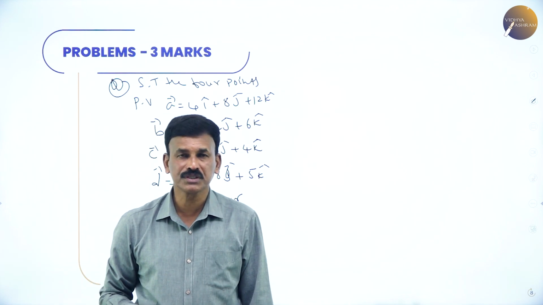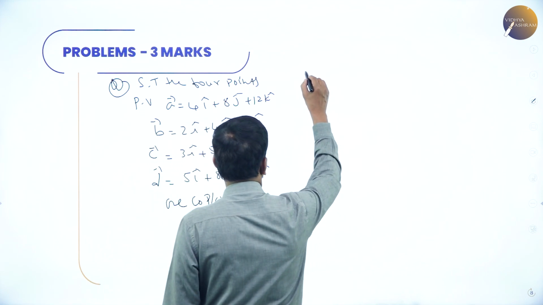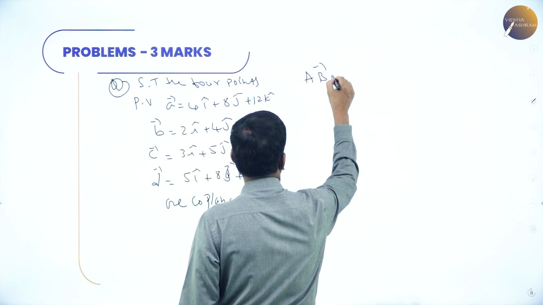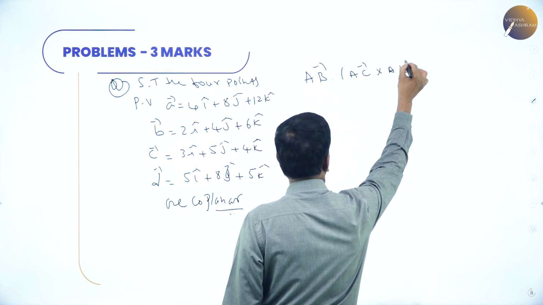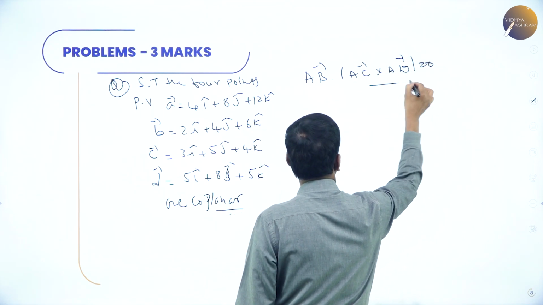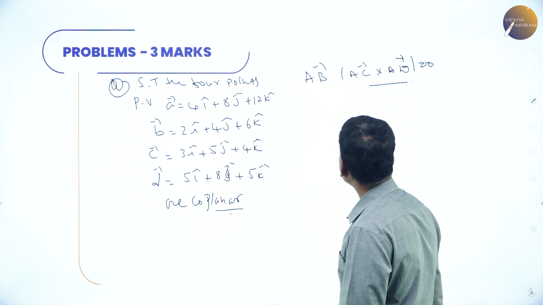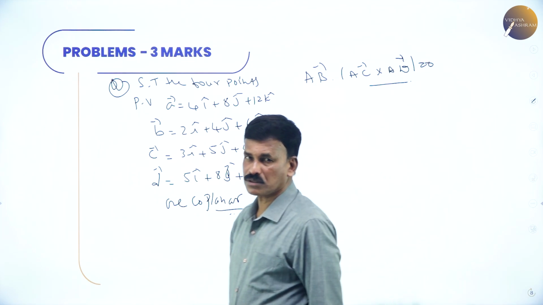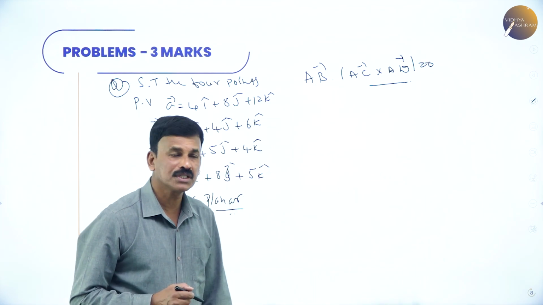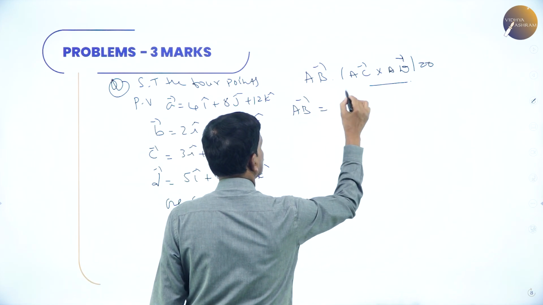Right. Very important for 3 marks. If these vectors are coplanar, then AB dot vector AC cross AD is equal to 0. If the scalar triple product of AB dot AC cross AD is equal to 0, then the vectors are coplanar. Okay. Now just find out the position vectors of vector AB, then AC and AD.